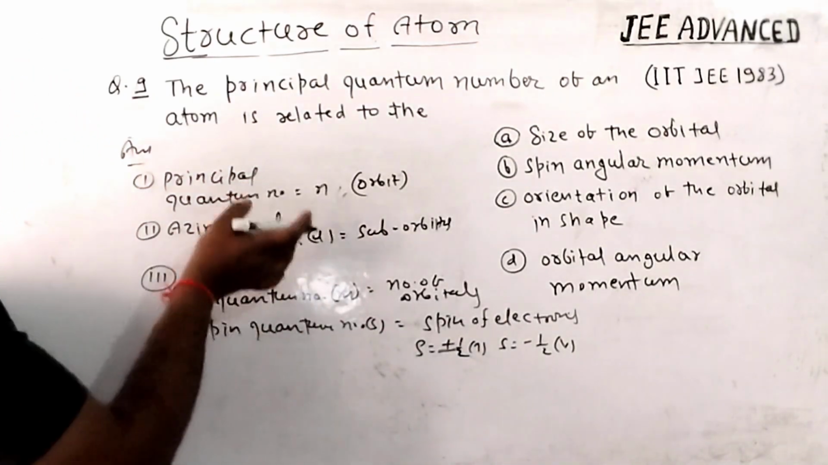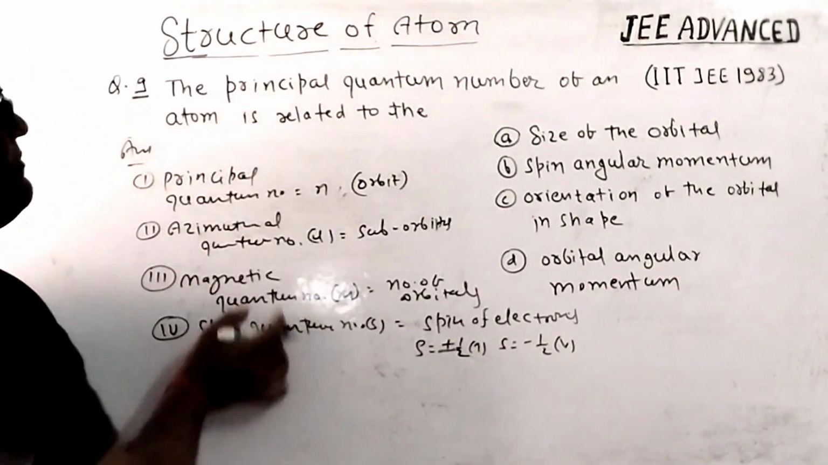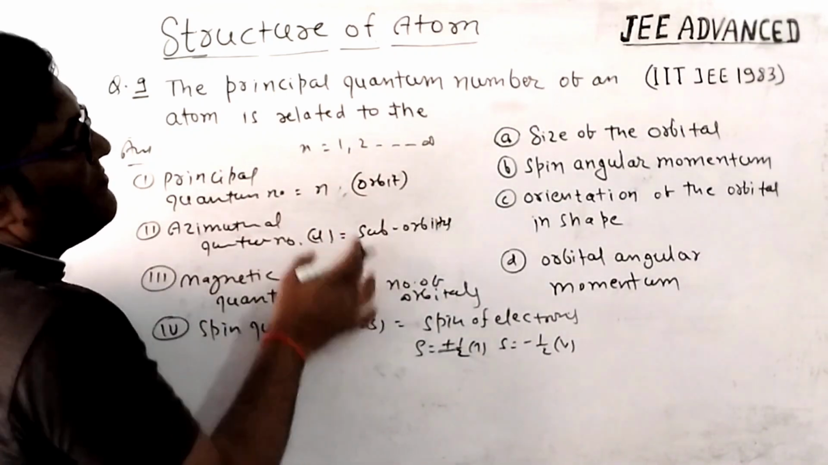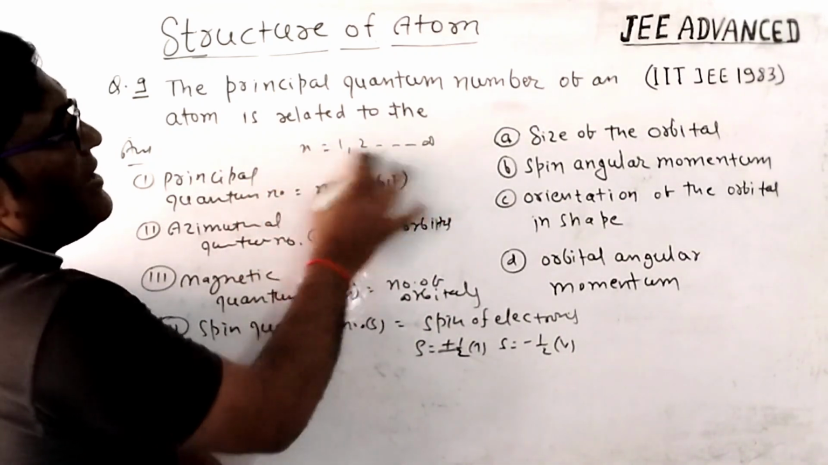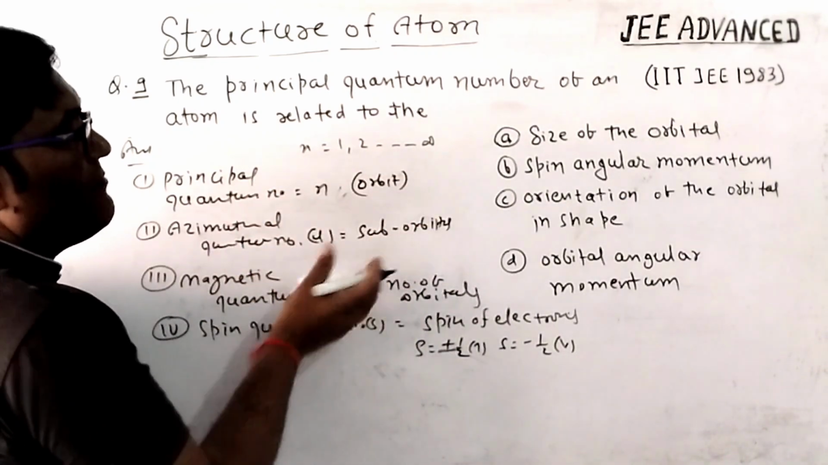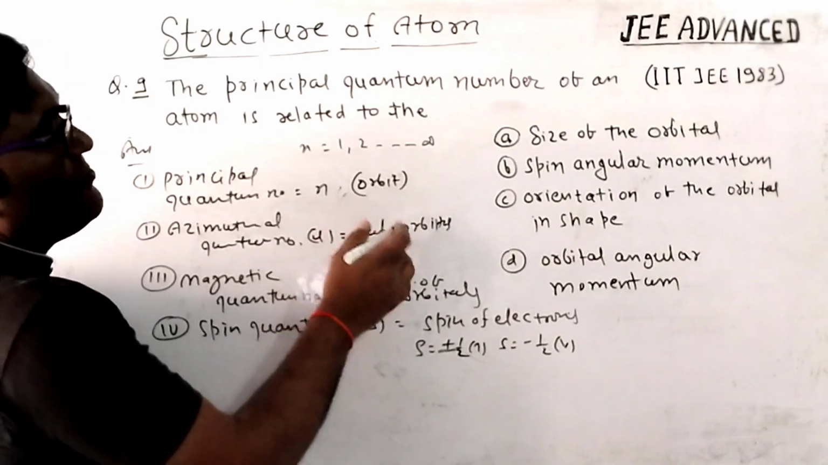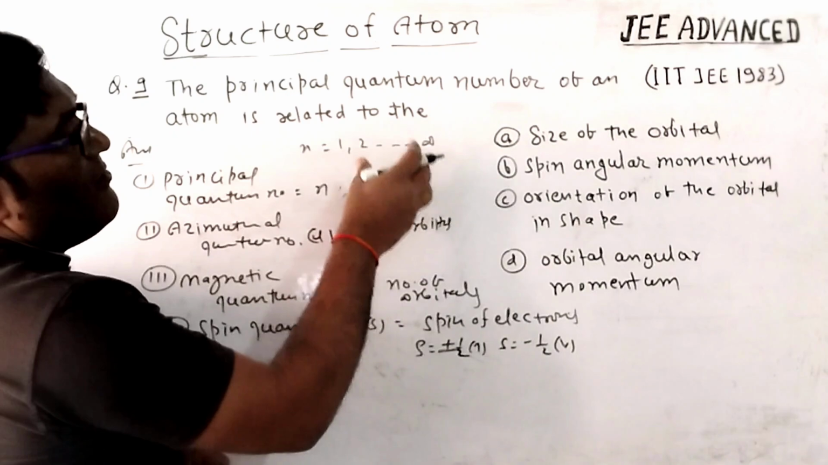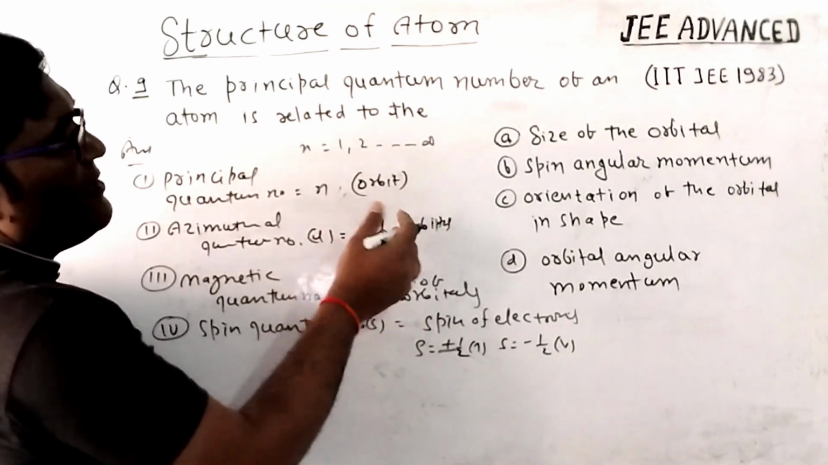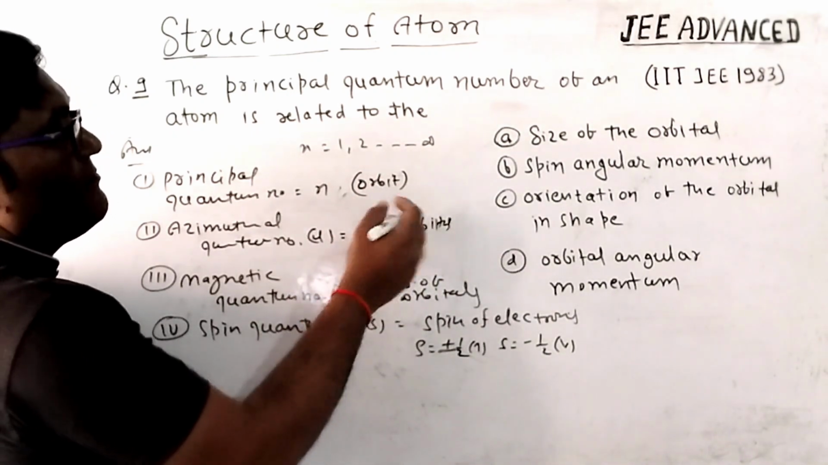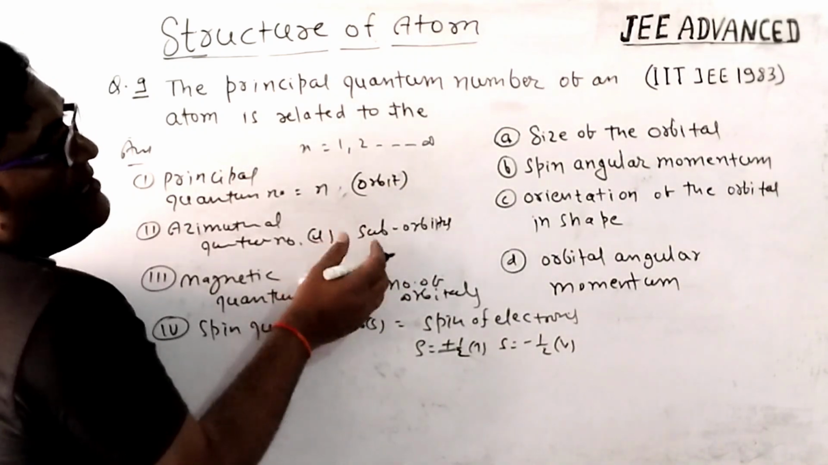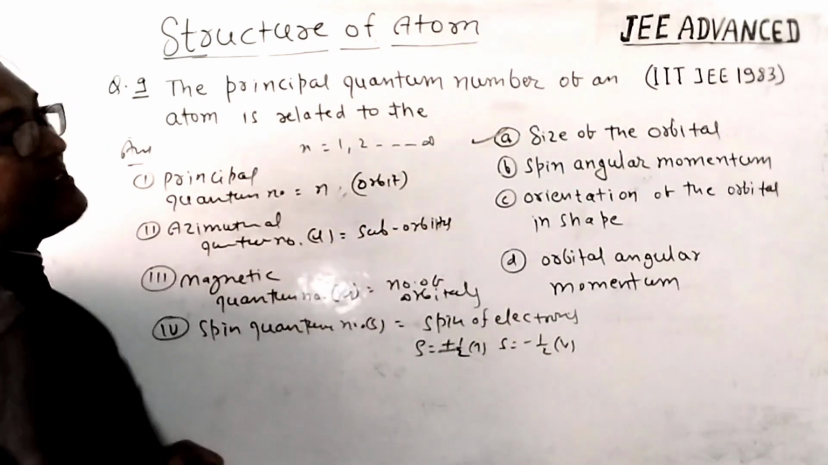Now according to this information, whenever value of n is 1, 2, 3, 4 to infinite, with increase in value of n, size of orbital becomes increased, due to increase of size in atom, because orbital distance from center and last shell distance becomes increased. So option A is correct.